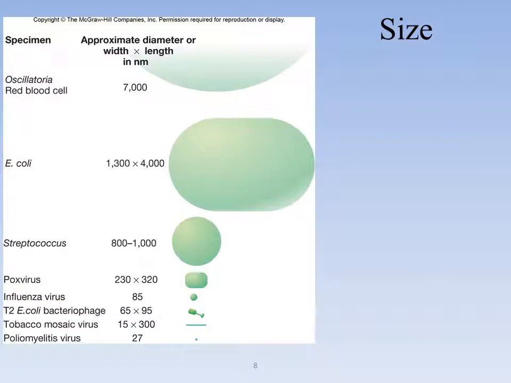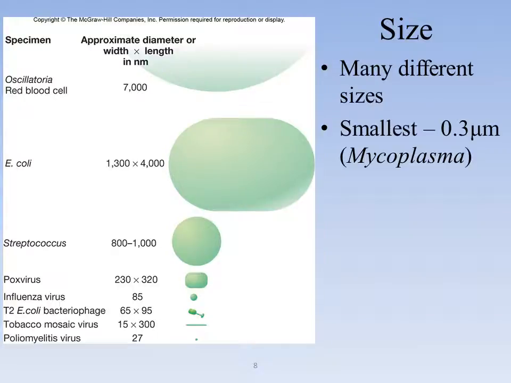So let's talk about the size of bacteria and prokaryotes. I mentioned that the size of prokaryotes generally is much smaller than that of eukaryotes, but that being said, there are still many different sizes possible for prokaryotes and bacteria. The smallest bacteria known is Mycoplasma, which is about 0.3 micrometers in diameter. It's not shown on this chart here, but we have this in nanometers. 0.3 micrometers is equivalent to 300 nanometers.